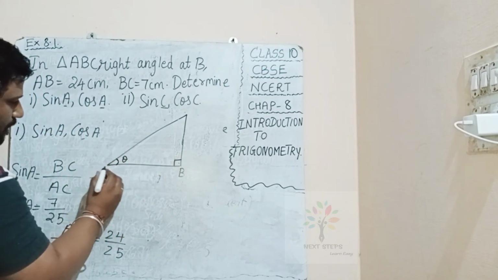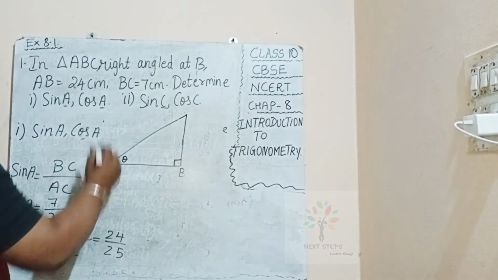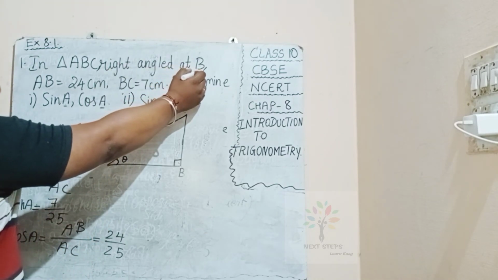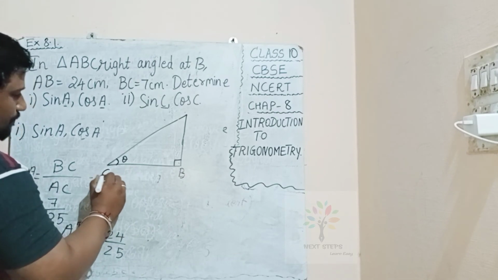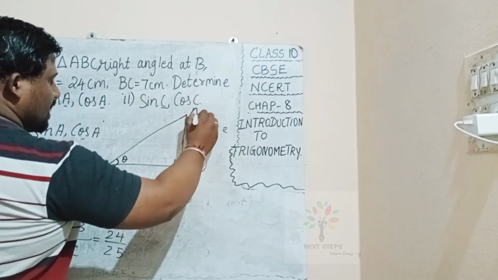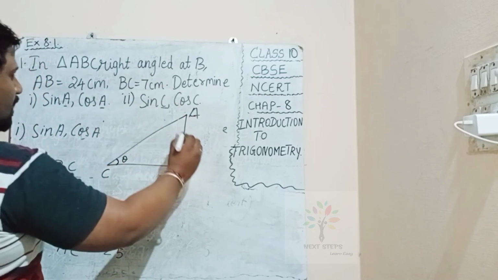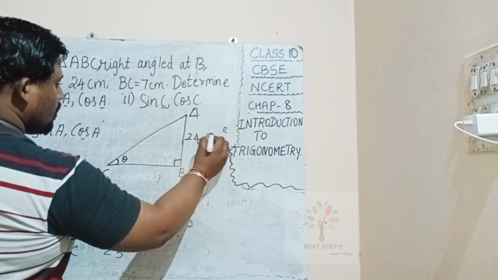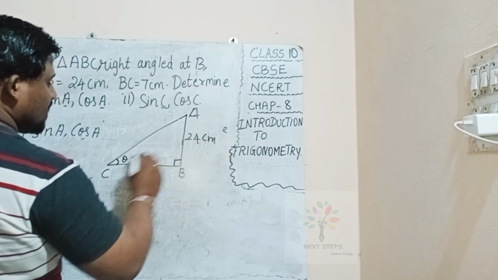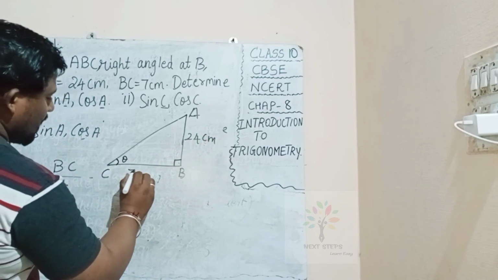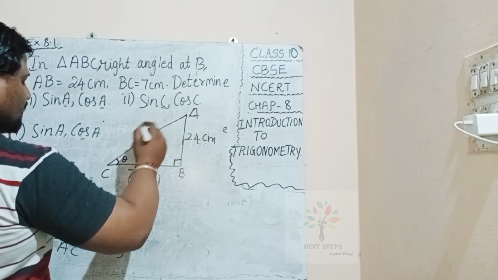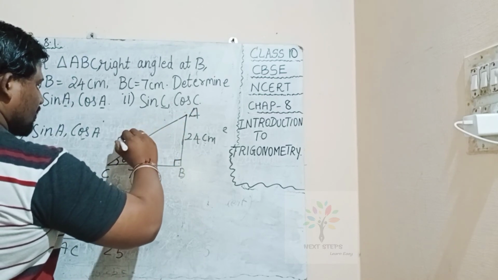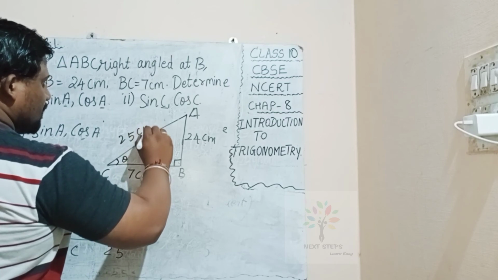Now I am redrawing the diagram once again, because B is the right angle. So I am just rearranging it: C, B and A. What is AB? AB is equal to 24. And what is my BC value? BC is equal to 7. What is AC? AC is none other than the hypotenuse, and that value is 25 centimeter.